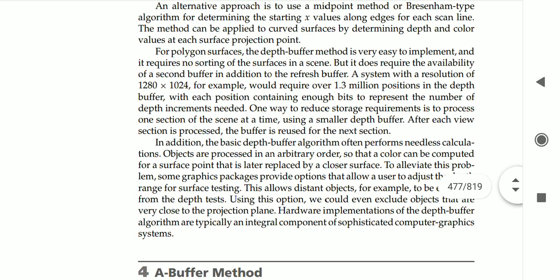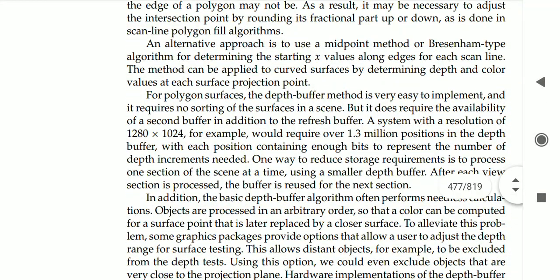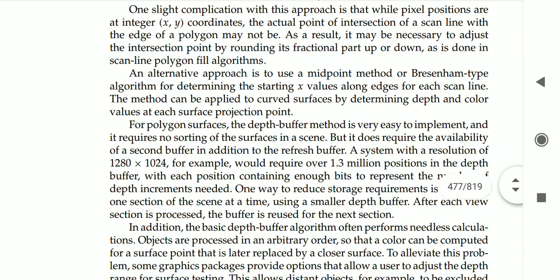So now we'll see some advantages and disadvantages. You can see these points here. One slight complication with this approach. Read the first line. What is the complication in this approach? This approach is taking a point in a float variable. So the float variable should be rounded to one nearby value because we are using the raster scan method, right? In our raster scan method, we have a fixed xy value. So this floating point will be rounded off to a proper xy value. It has to be converted, either to the upper value or the down value. That is the drawback of this method.